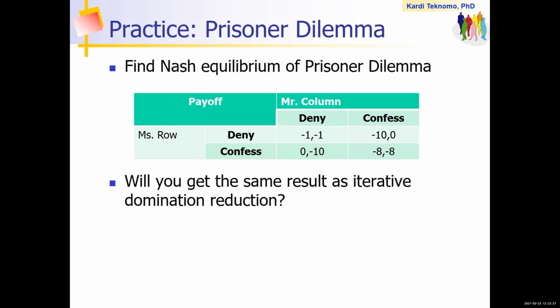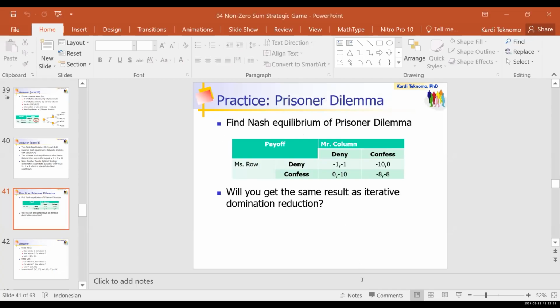Okay, how about the prisoner's dilemma? You already did this a while ago using iterative dominance. Can you find the Nash equilibrium? Will the result be the same as the iterative dominance reduction? So, anyone want to try to solve the prisoner's dilemma game?